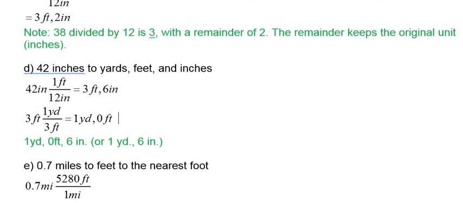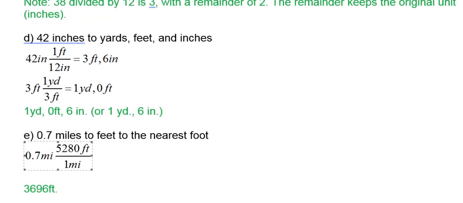We can also convert things like miles to feet. So going back up to your chart, you might need to flip to the previous section. 0.7 miles. Well, in 1 mile there's 5,280 feet. So again, miles on the bottom are going to cancel with miles on top, leaving us with 3,996 feet. Again, as you're going through this, I am going fairly quickly. If you need to pause the video, do that.